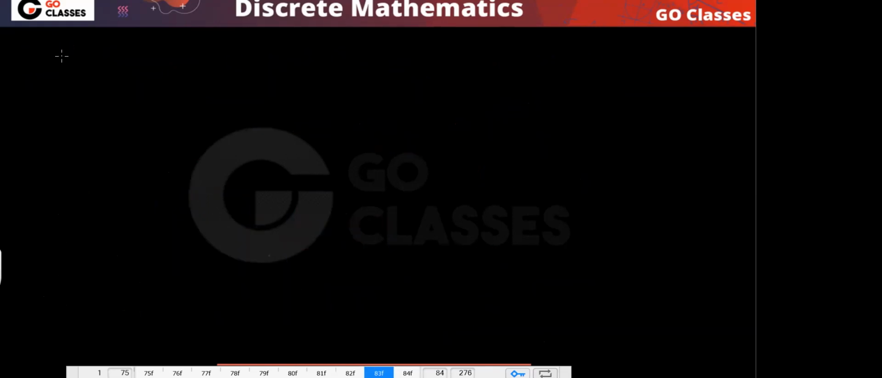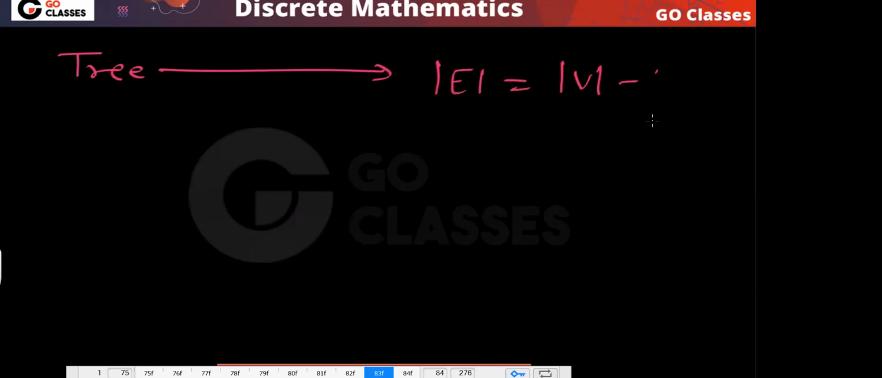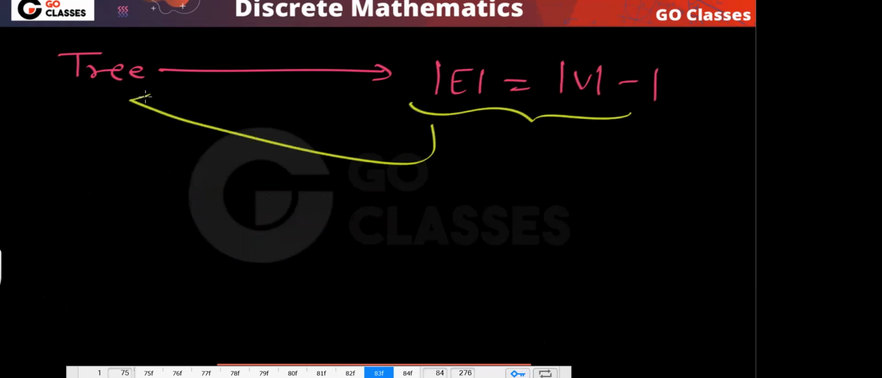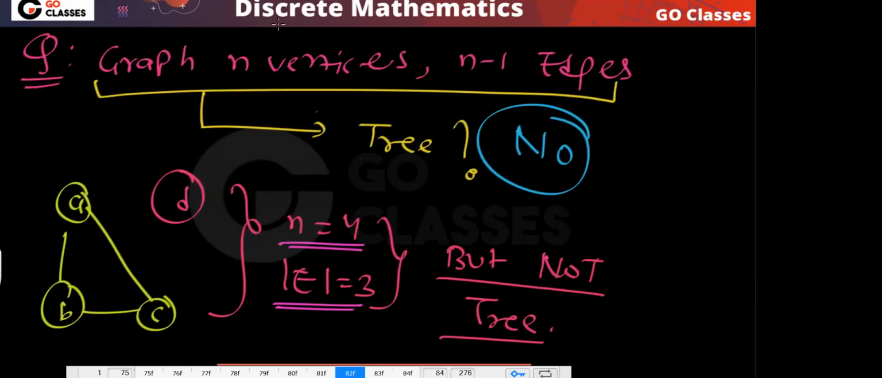So remember, if you have a tree, then the number of edges will be n minus 1. But if your number of edges is n minus 1, then it does not imply a tree. Is this clear? Is this point clear? In every tree you have n minus 1 edges.